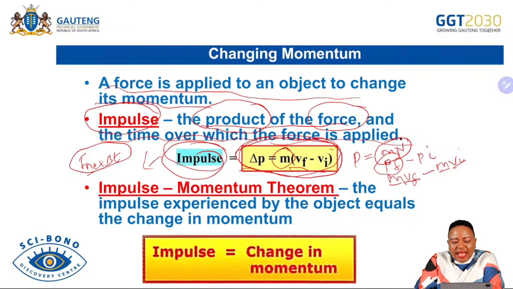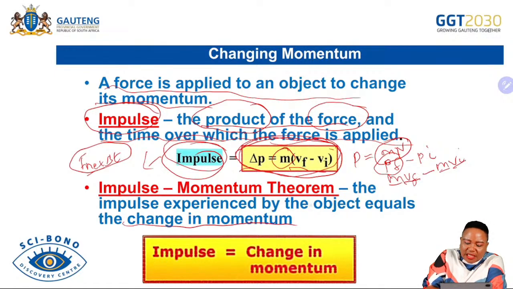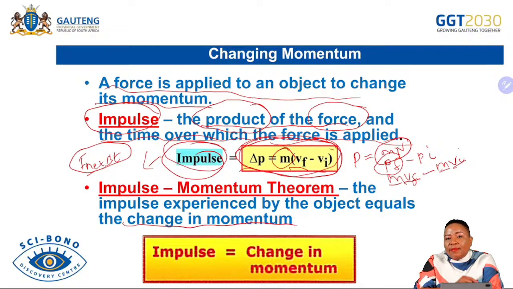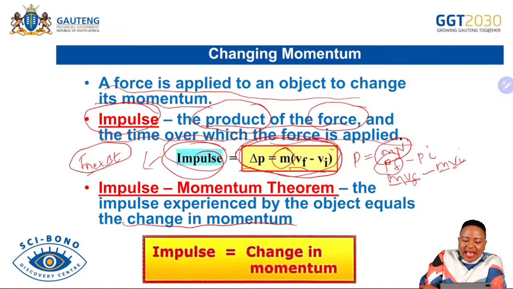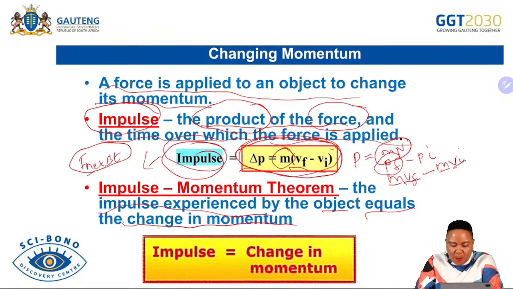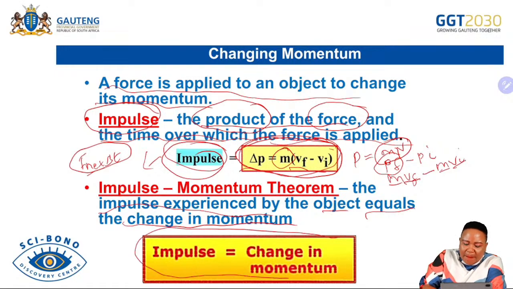Therefore, under the impulse momentum theory, the impulse experienced by the object is equal to the change in momentum. Remember, one of the bullets under our exam guideline says we must talk about the impulse momentum theory. That theory states that the impulse experienced by the object is equal to the change in momentum, and we already concluded that impulse is equal to the change in momentum.